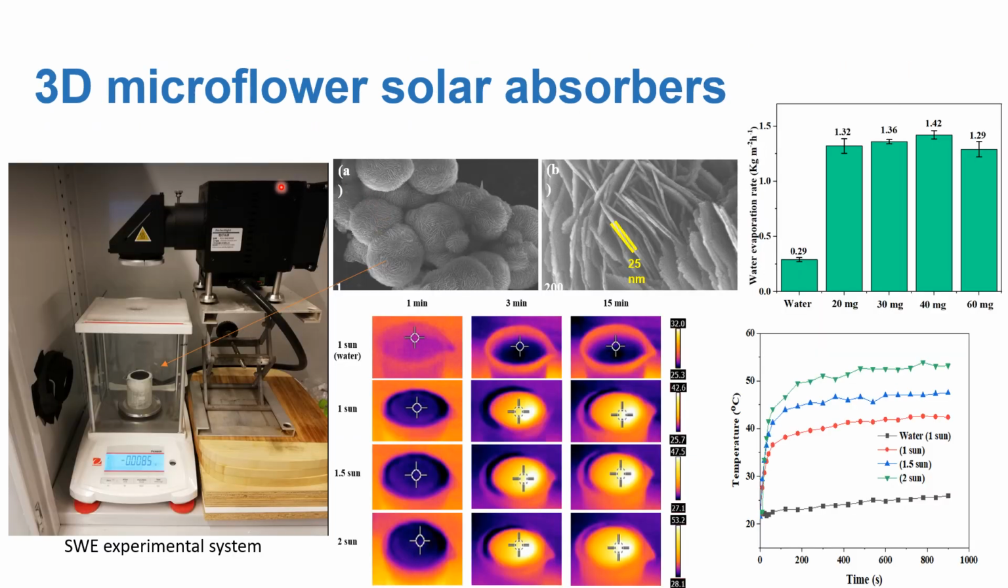So here I am showing you an example of what we have synthesized recently, a 3D microflower solar absorber made of a copper-based semiconductor. We made this design with a microflower structure, and we have a petal-like structure here, which can trap the light and can enhance the overall light-to-heat conversion efficiency, as we found out.